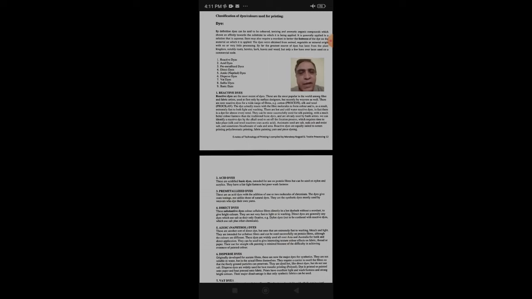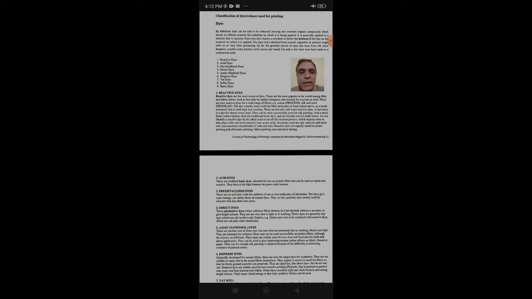There are certain dyes which require some chemicals like mordants or fixing agents to fix the color on the textile material. In general, in these notes which I will provide you also on your group, we have made a list of the various dyes which are used in the printing of textile materials.